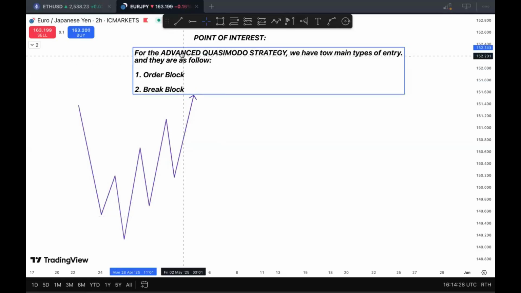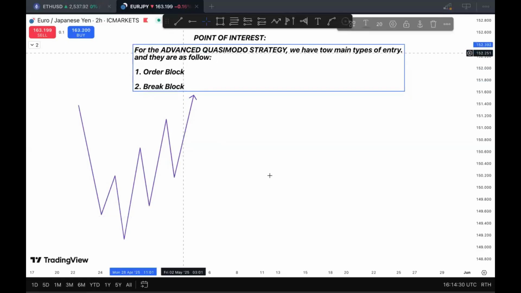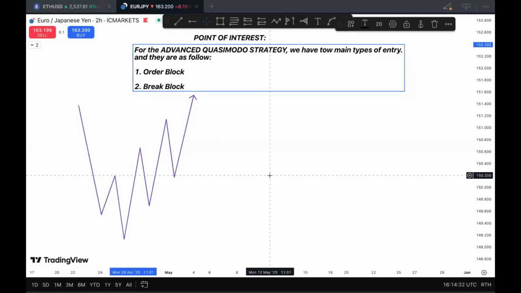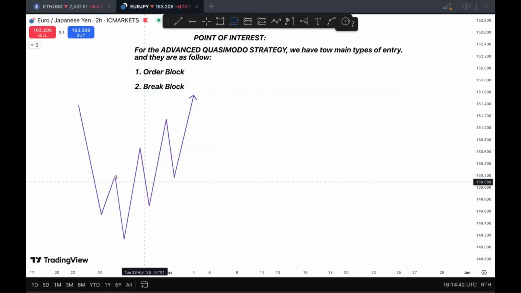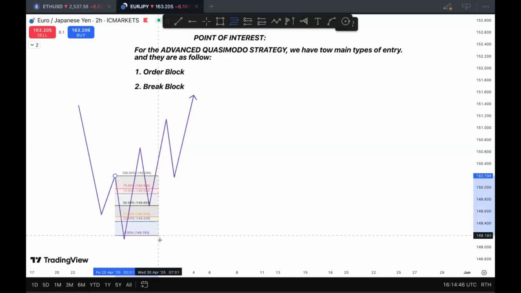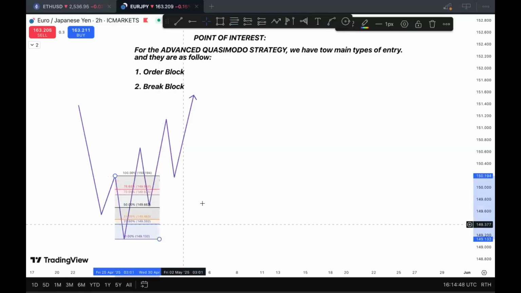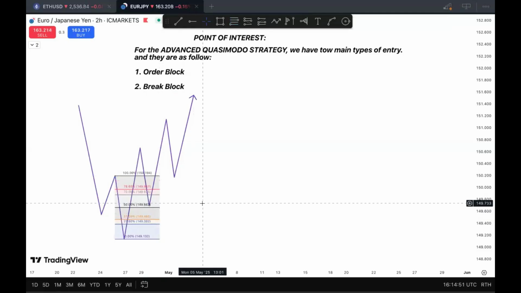Knowing your POI, your point of interest, each time you see structure, where should I buy? Where should I sell? It's very important, and it's a unique thing to know. So for this, since it's a buy, we want to buy at the discount. We don't want to buy just anywhere. We want to buy at a discount.